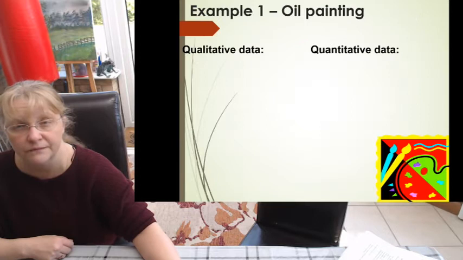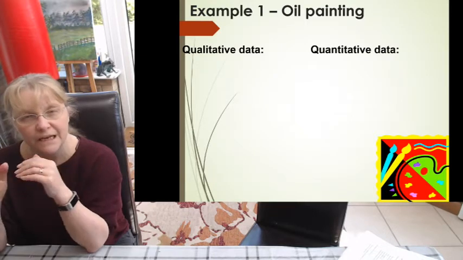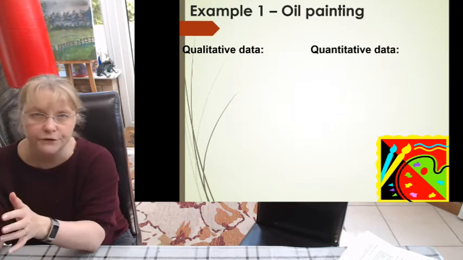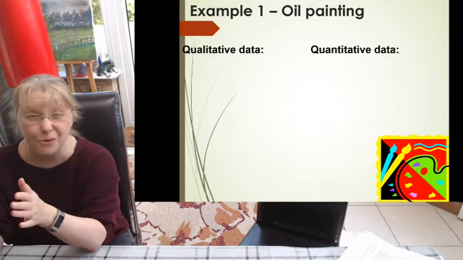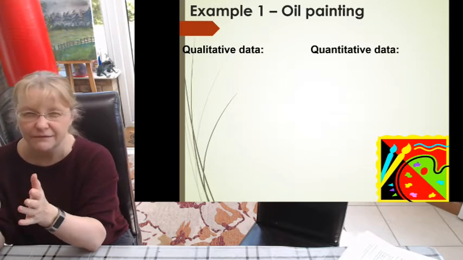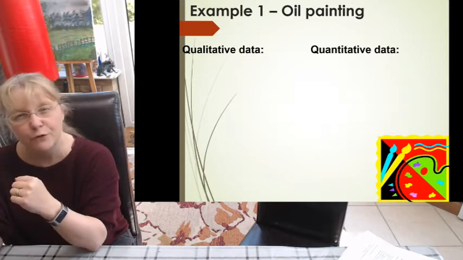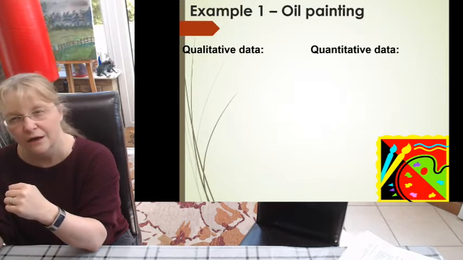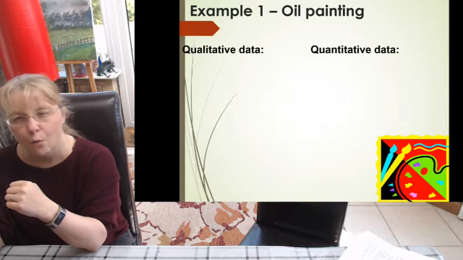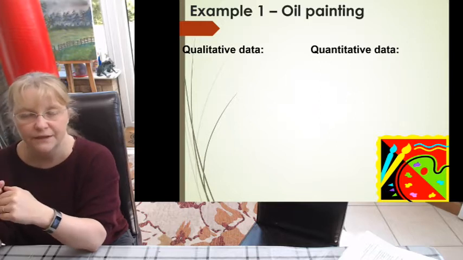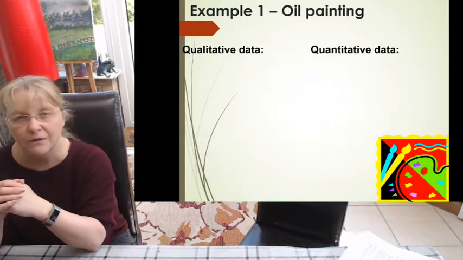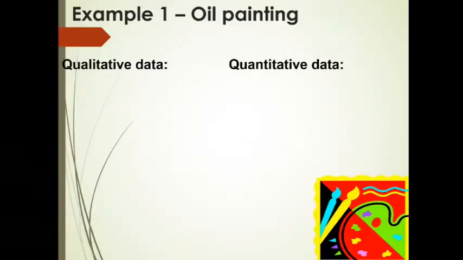So, an example is, look at that beautiful oil painting. Okay, I probably should have got a better picture, but it allows you to work through it. So if we're going to look at qualitative data and quantitative data, what data would we collect for that painting? Pause now and just have a few ideas.